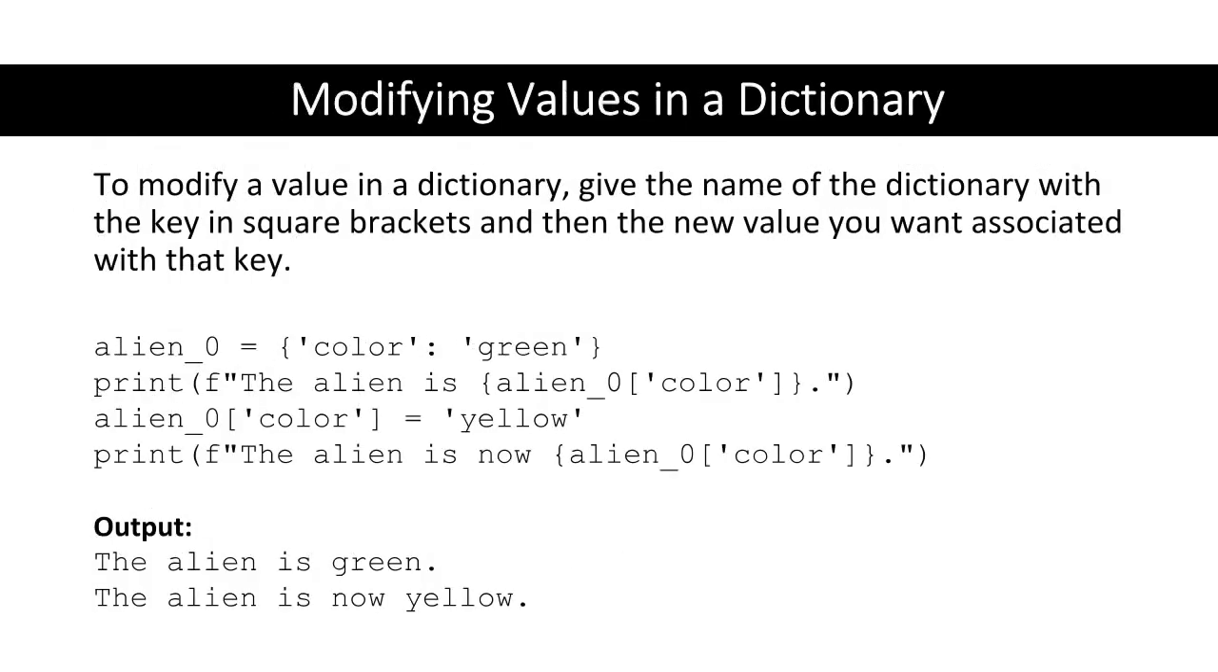Now we modify an existing value. alien_0 = {'color': 'green'}. First, print(f"The alien is {alien_0['color']}."). Output: The alien is green. Then, alien_0['color'] = 'yellow'. Second, print(f"The alien is now {alien_0['color']}."). Output: The alien is now yellow. Assigning a new value replaces the previous value.